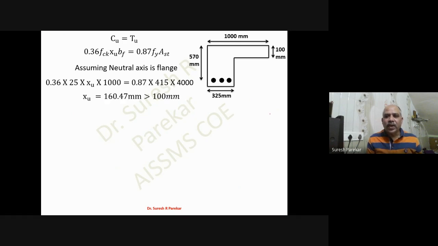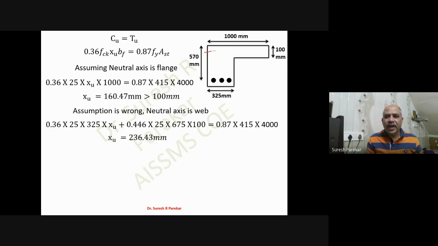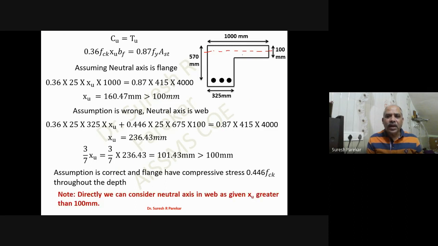So first we have to assume that the neutral axis is in the flange, and by considering the neutral axis in the flange, if we calculate this value, we get 160.47 millimeters, but our flange is 100 millimeter, so our assumption is wrong. That means now we have our neutral axis in the web, and we are going to make it in two parts. One part is the rectangular section, and second is the flange.